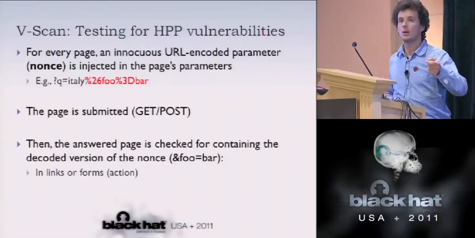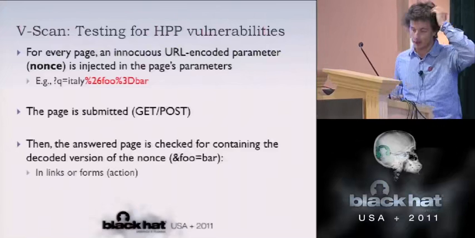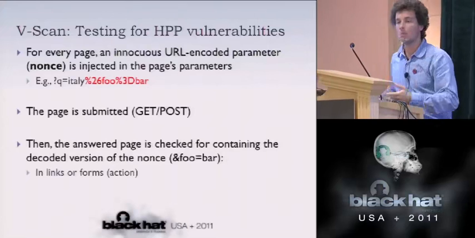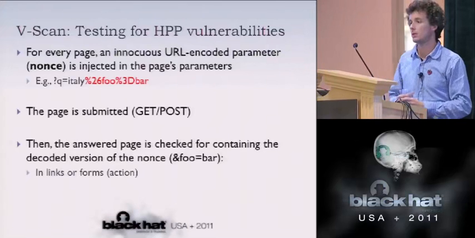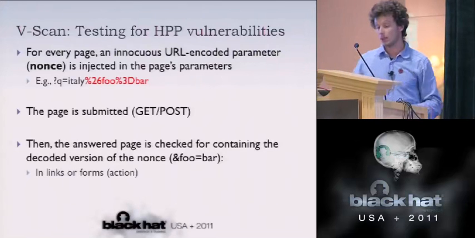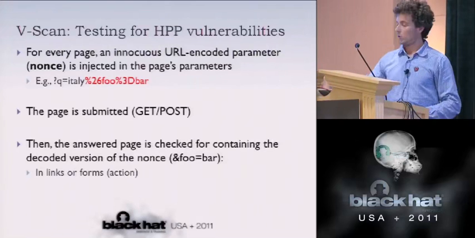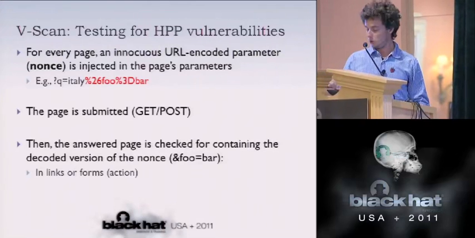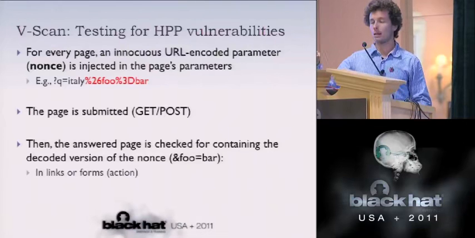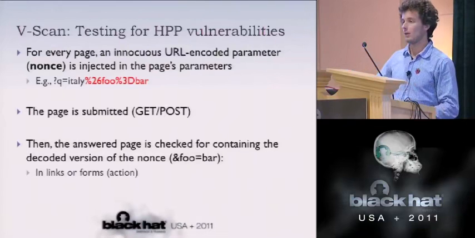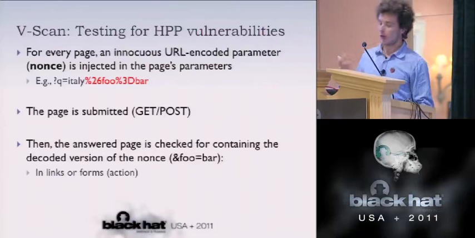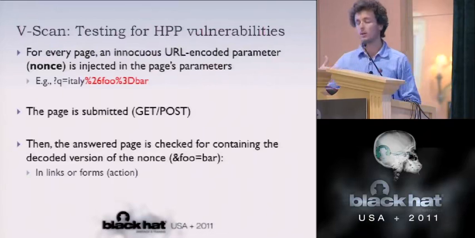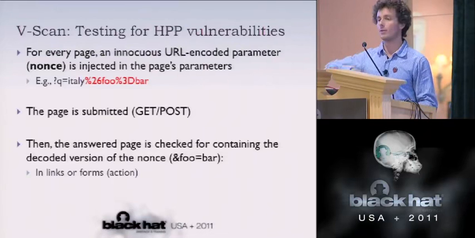So here what we do, we actually have a nonce, that is a parameter foo with its value bar, that is called nonce because it's a parameter that is harmless. And the solution here is to test for HPP vulnerability. It's pretty easy. You just try for each parameter that the application accepts, either in a GET or in a POST, you try to inject this nonce.